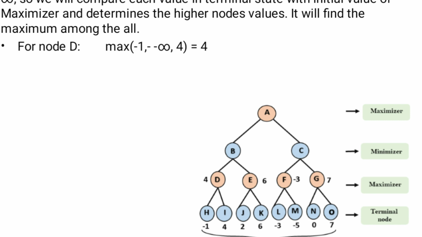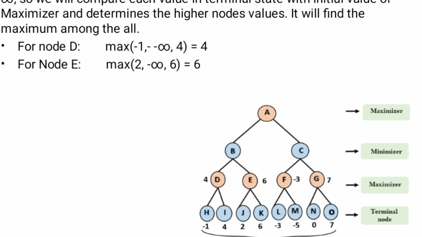Similarly, for node E, its children are J and K. Their corresponding static evaluation values are 2 and 6. Out of these two, the max one is 6, which is the evaluation value of node E. Similarly, for node F, the child nodes are L and M. Their static values are -3 and -5. The max one is -3, set as the evaluation value of node F.